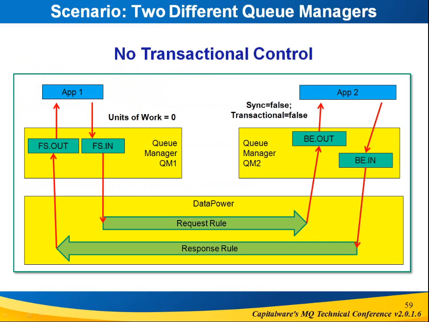Let's start off with the simplest scenario. Two different queue managers, one on the front, one on the back. No transactional control. Units of work set to 0 on the front side handler. Sync equals false and transactional equals false on the back end. So application 1 in the top left corner puts a message onto fs.in, frontside.in queue. The frontside handler on DataPower gets the message and passes it through the request rule. By the way, the action of getting that message from fs.in deletes it from the queue immediately, and there's no rollback capability. It's gone forever.